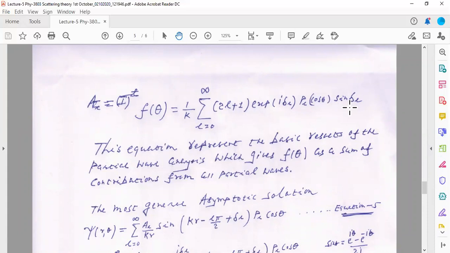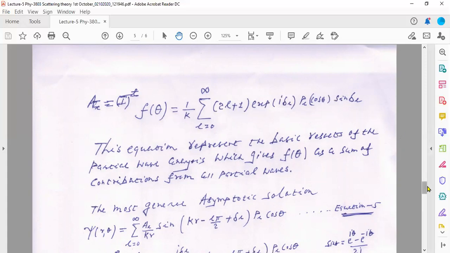Once again, please remember this equation represents the basic result of the partial wave analysis, which gives the scattering amplitude as a sum of contributions from all partial waves. So you calculate, because f of theta is basically a sum over L equal to 0. See that this can be calculated.